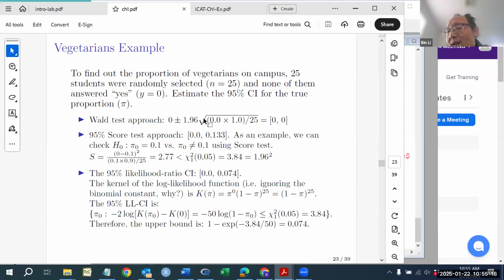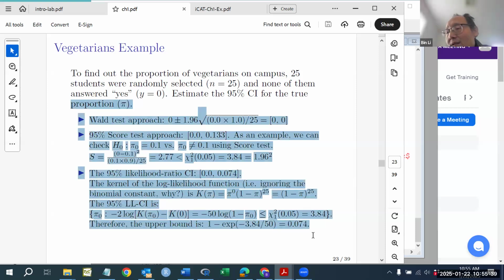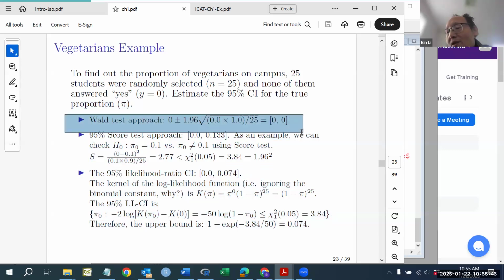That's why in practice, if you have a small sample size and also imbalanced, that means pi is away from 0.5 and close to either 0 or 1, then you should use the likelihood ratio test. All three tests depend on the normal approximation and rely on the central limit theorem. But the Wald test is the worst when we have a small sample size.